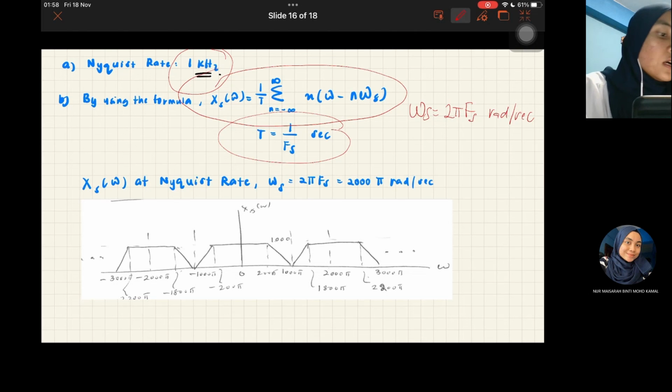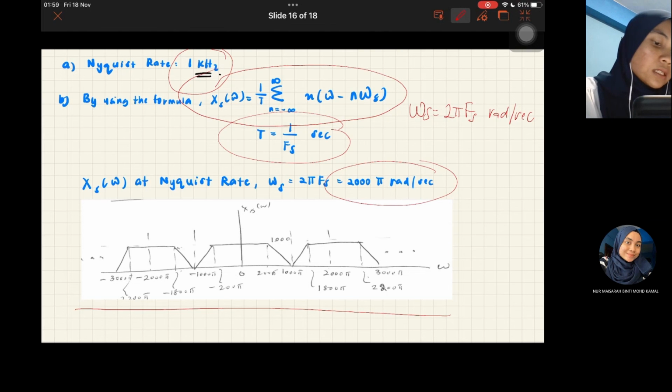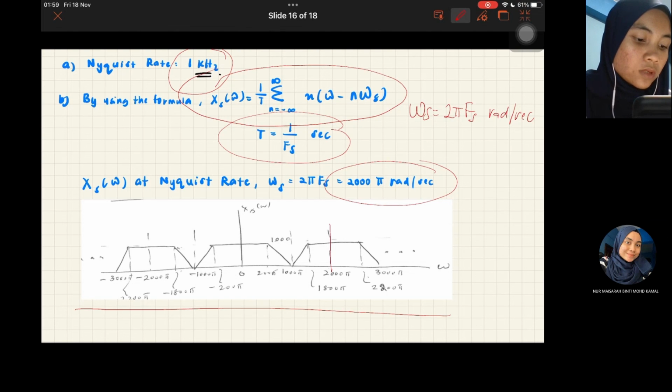After we get the formula, we will find Xs(omega) at the Nyquist rate, where omega s equals 2 pi Fs, which is equal to 2000 pi radians per second. This is the graph that I have sketched. We can see that at the center of the graph, and on the negative side, the center is negative 2000 pi.